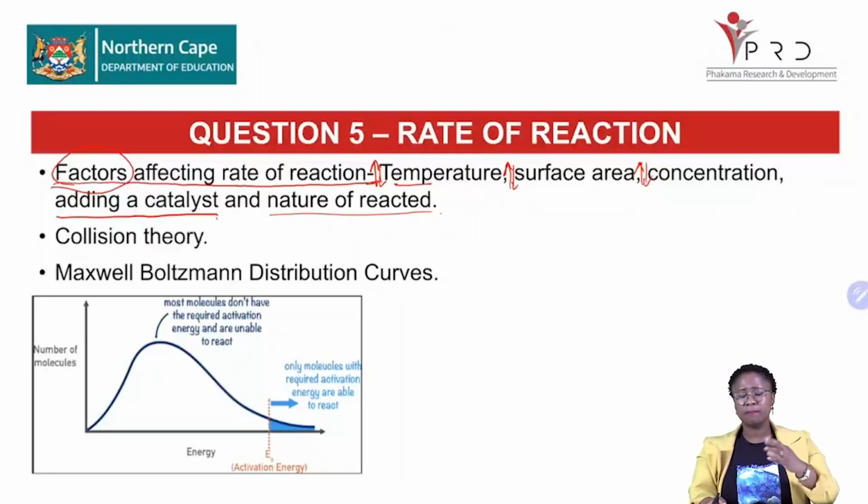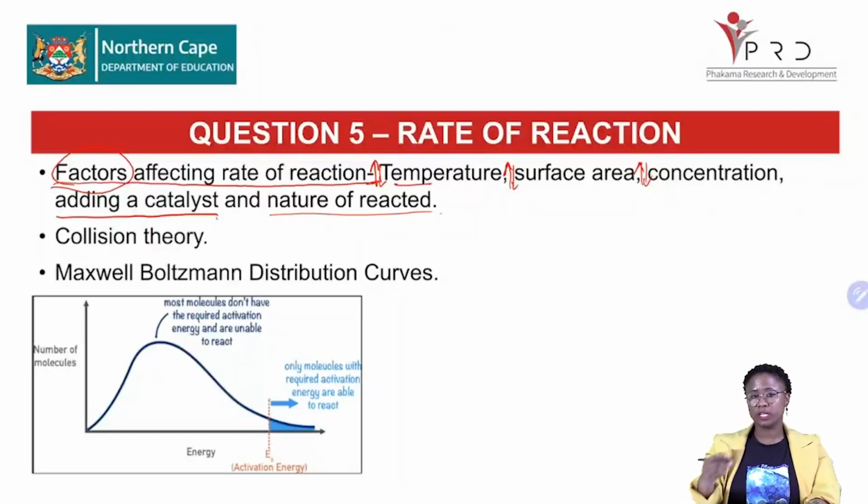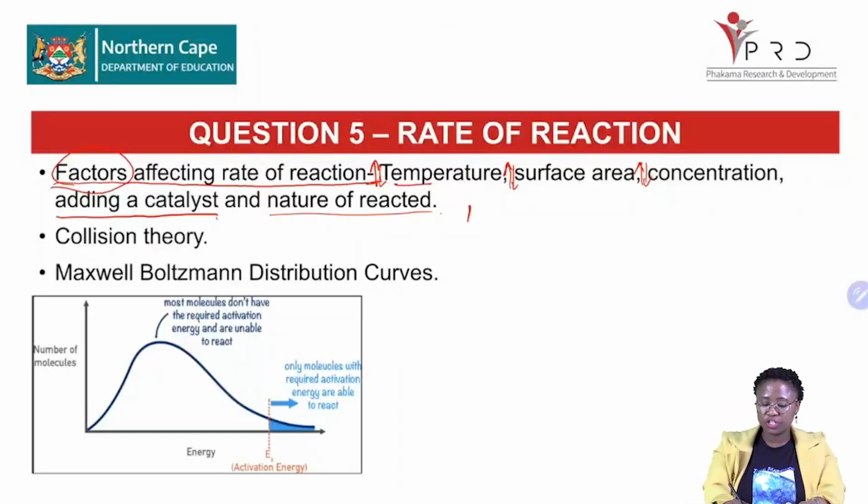Now, remember, change in enthalpy is less than 0 if you are dealing with an exothermic reaction, and your change in enthalpy is greater than 0 if you are dealing with an endothermic reaction. All right. If it's change in enthalpy less than 0, then that is an exothermic reaction.